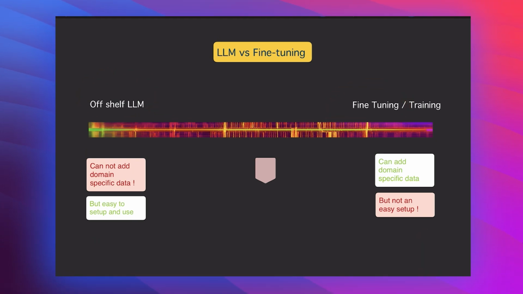So if you see here, on one side, it's very easy to set up and use a pre-trained model, but it lacks the knowledge of our business domain data. But on the other hand, we can fine-tune a model on top of business data, but it's very hard to set up the entire infrastructure, and there are some risks also involved with it. So there must be something in the middle ground. That's when RAG comes in.